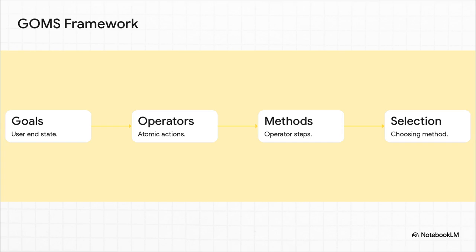So how do we actually measure the efficiency of a design? We use the GOMS framework. That stands for Goals, Operators, Methods, and Selection Rules. It basically lets you compile human actions the same way you'd compile a computer program. If your goal is to delete a word, your operators are the atomic physical actions to get there, like moving a mouse or hitting a key.